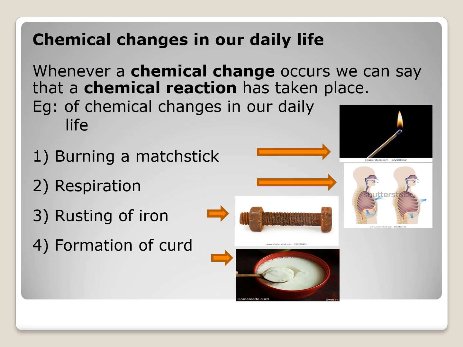Whenever a chemical change occurs, we can see that a chemical reaction has taken place. We see a lot of chemical changes around us daily. Some of the examples are burning of a matchstick, human respiration, rusting of iron, and formation of curd from milk.